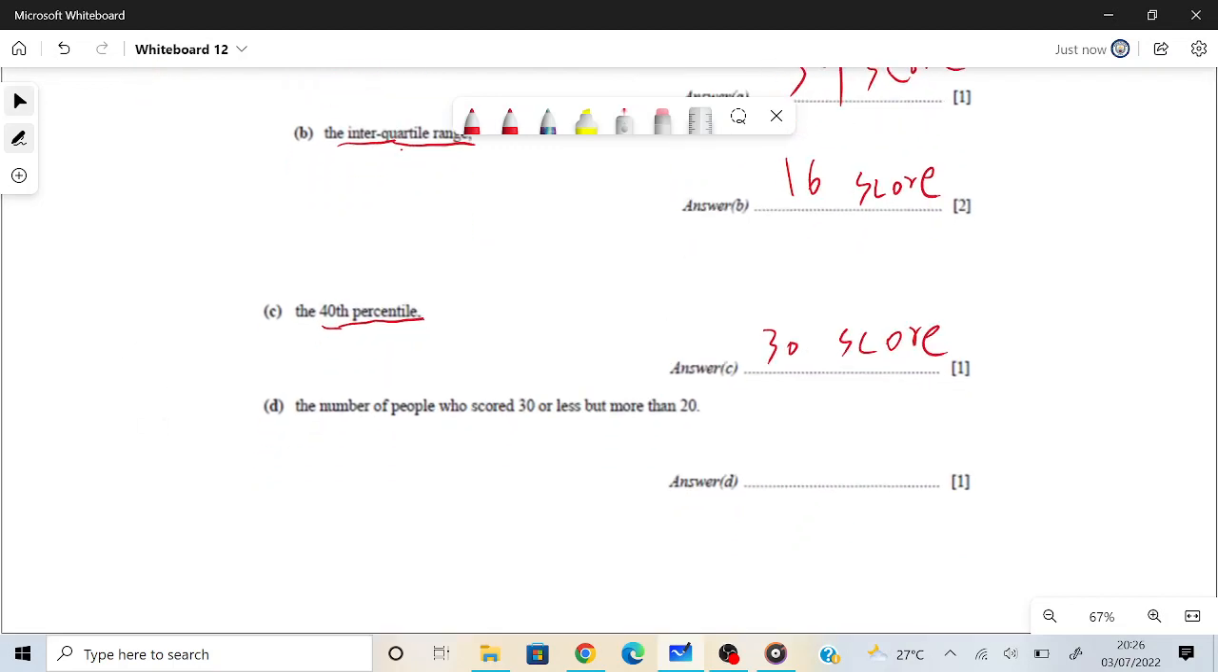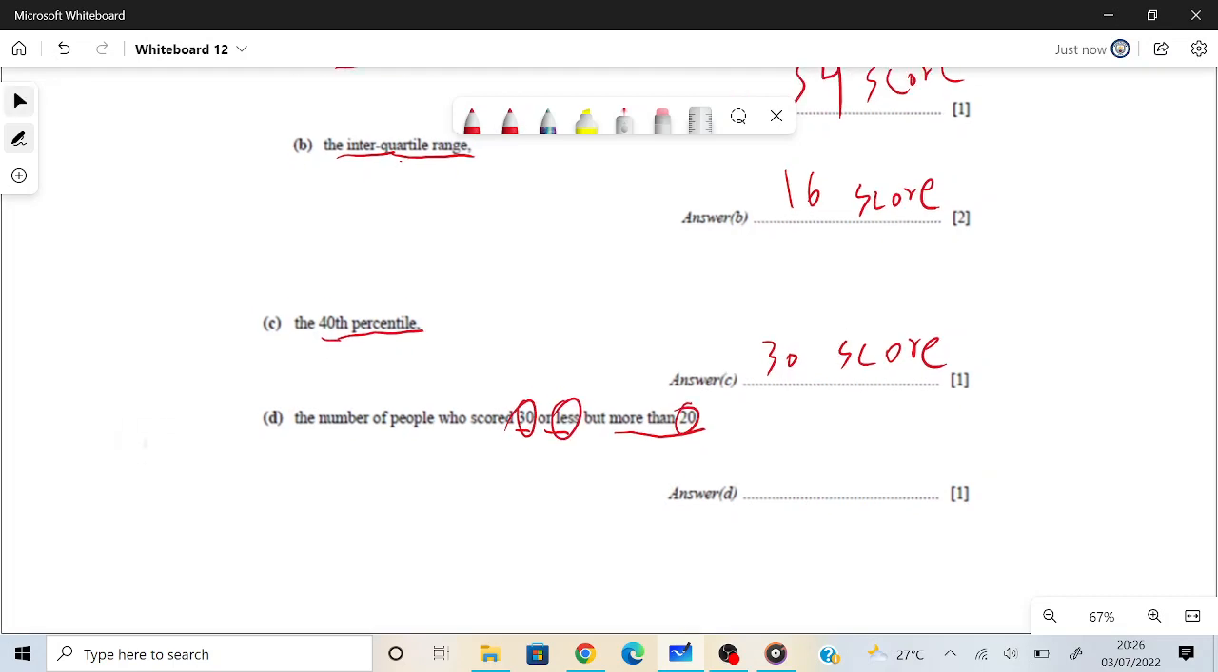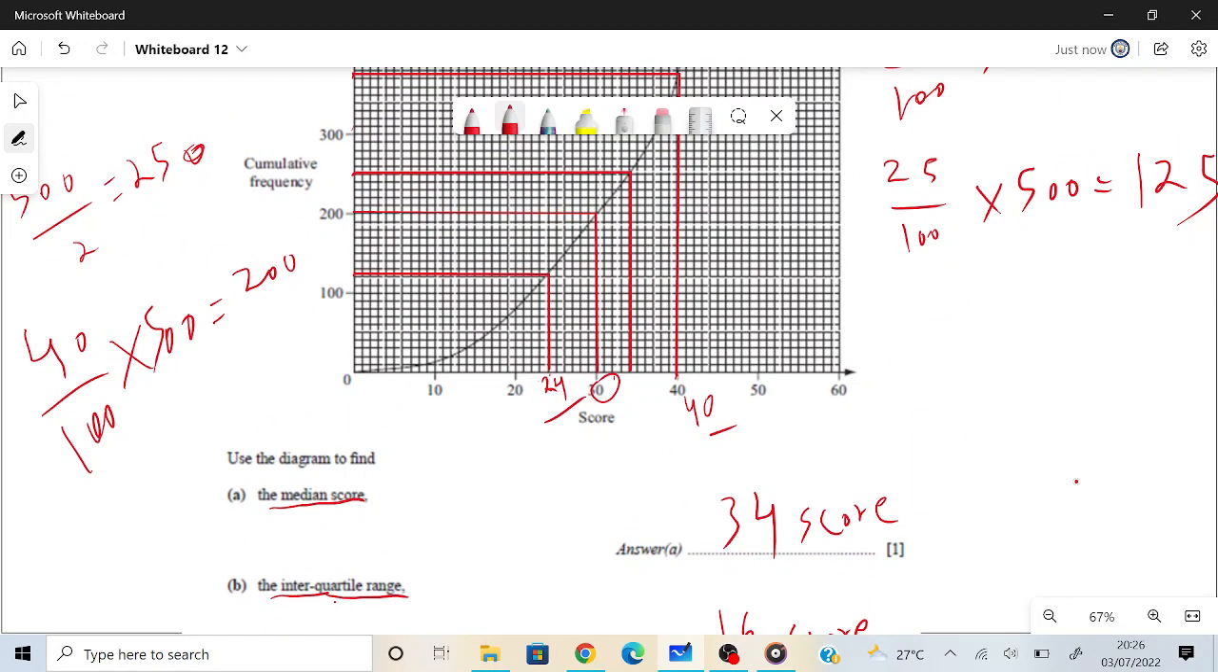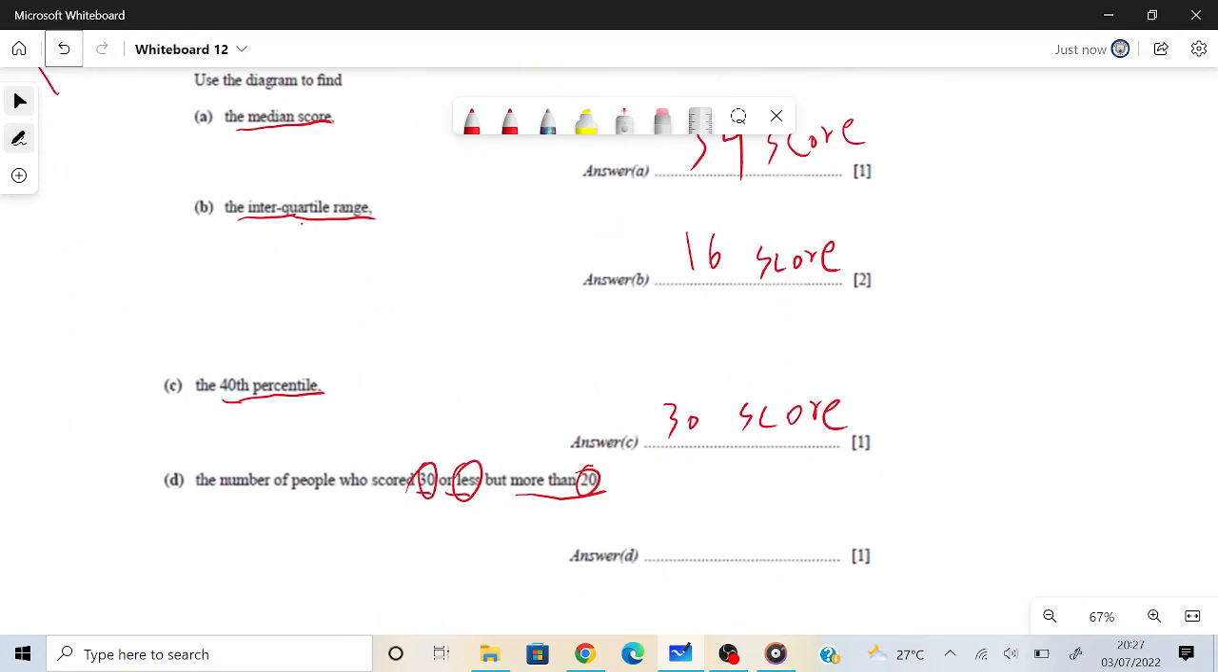And the final question for this part says the number of people who score 30 or less but more than 20. So first things first, we should get to 20. Let's find 20 first. 20 is there, so tracing 20 up, somewhere there. Okay, let's do that again. 20 is there. I'm tracing it back to the left. It's somewhere there, and that is 80 if I'm not wrong. Yep, that is 80.